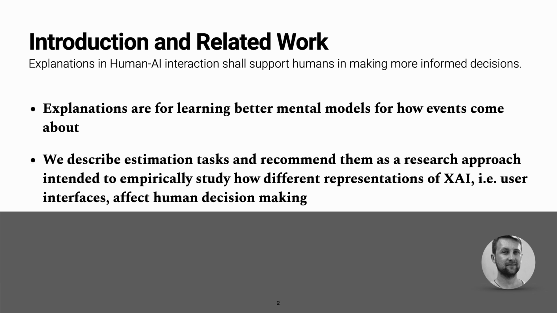XAI research faces many challenges. One is identifying task study designs and evaluation criteria that allow for human-centered, scalable, and empirical research in the form of experiments. Thus, we may produce evidence for grounding design decisions. In this late-breaking work, we describe estimation tasks and recommend them as a research approach intended to empirically study how different representations of XAI as interfaces affect human decision-making.